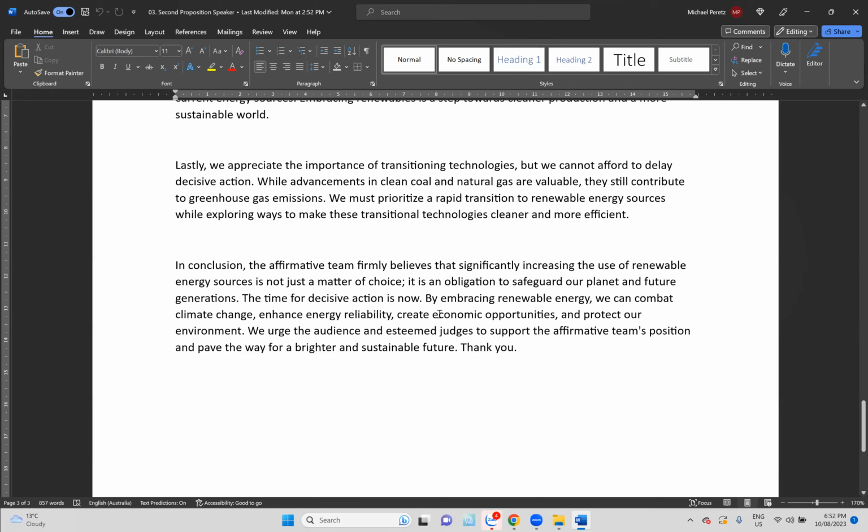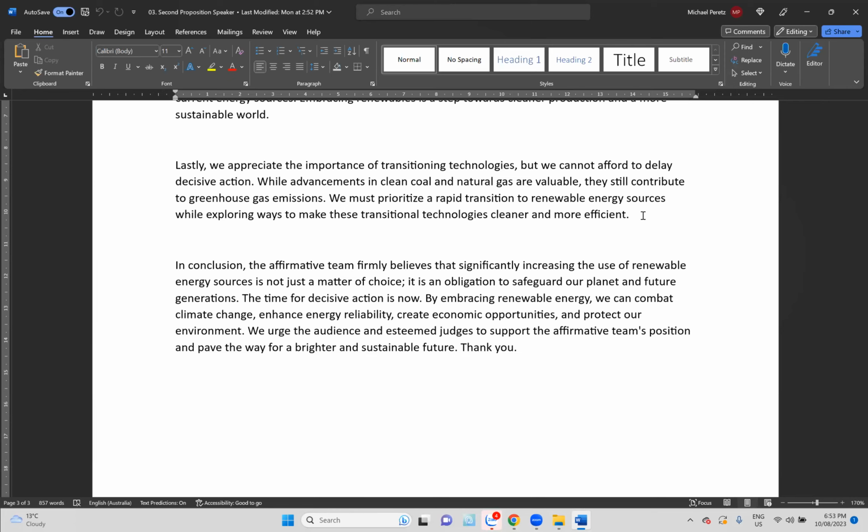So we must prioritize a rapid transition to renewable energy sources while exploring ways to make these transitional technologies cleaner and more efficient. So what the proposition team are arguing here to make the case stronger, we need to take action now, and we can deal with any problems as they come up. So it's more important now to take this action to create a cleaner environment.